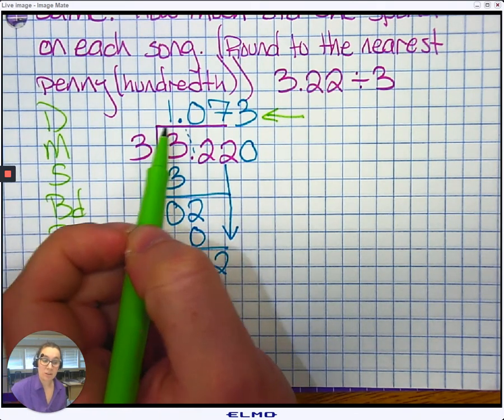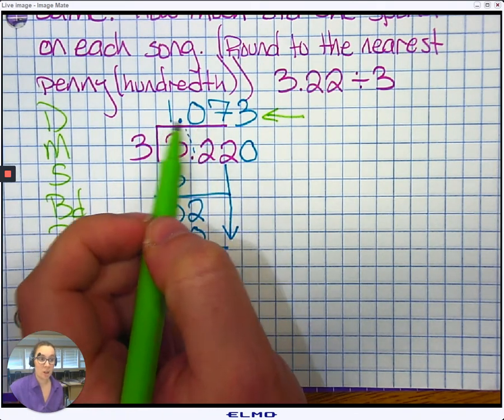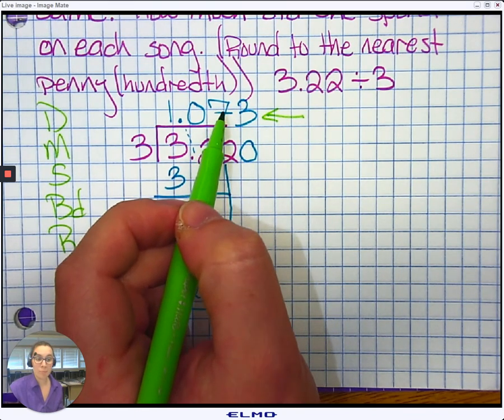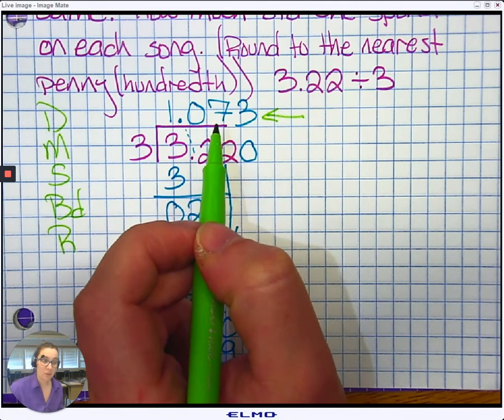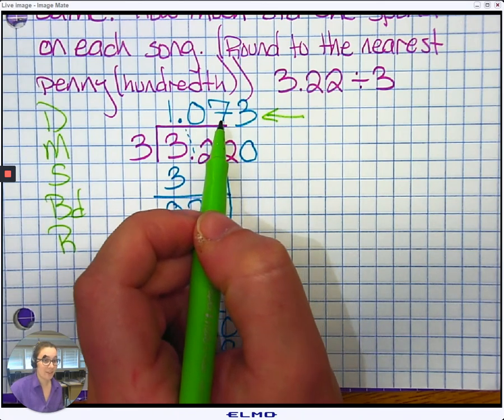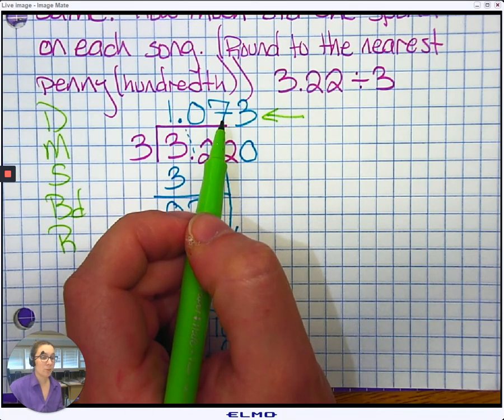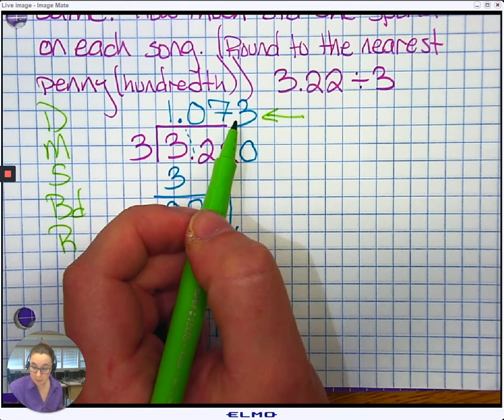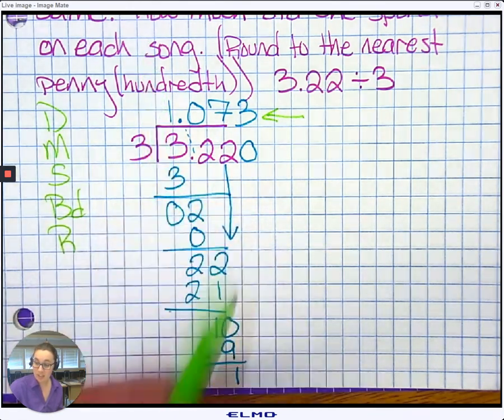Is it going to be $1.07 or $1.08? If this was a 5 or higher, I'd have to round that 7 up. But because it's a 3, I'm going to round down, which means the 7 gets to stay. Remember, when you round, the number doesn't actually go down. It doesn't go down to 6. It stays at 7. So, how much did each song cost?